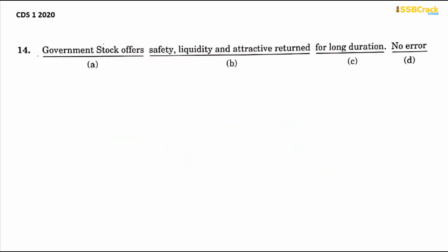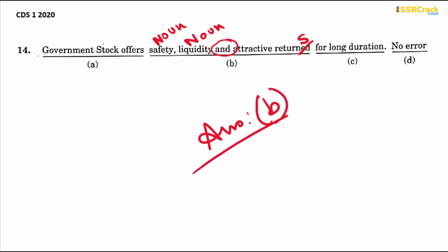Next, government stock offers safety, liquidity and attractive return for long duration. Now, when words are joined by conjunctions, here the conjunction is and, they should always be in the same parts of speech. Safety is a noun, liquidity is a noun, this should also be in the noun form, but here it is attractive return, which is incorrect. It should be attractive returns. Okay, so answer is again option B, because part B of the sentence is having this error.